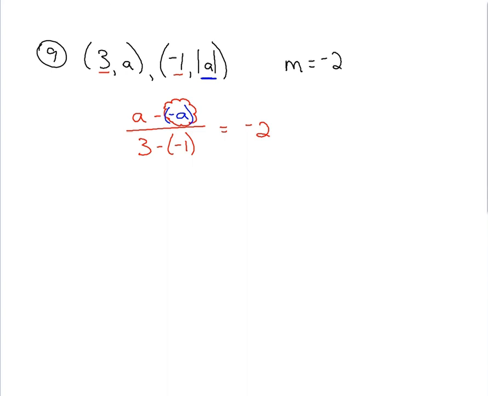If I clean this up a little bit here, right, double negative, add that, make that 2a. If I clean this up down here, double negative, add that, make that 4. That all equals -2. You can make that -2 over 1 if you want to, and try to do the cross multiplication like we did on the last problem. It really doesn't matter. A few ways we could do this. But if I cross multiply, 2a times 1, get 2a. 4 times -2, get -8. Divide by 2, a is going to be -4. So there's an a value that would work to get that slope back.